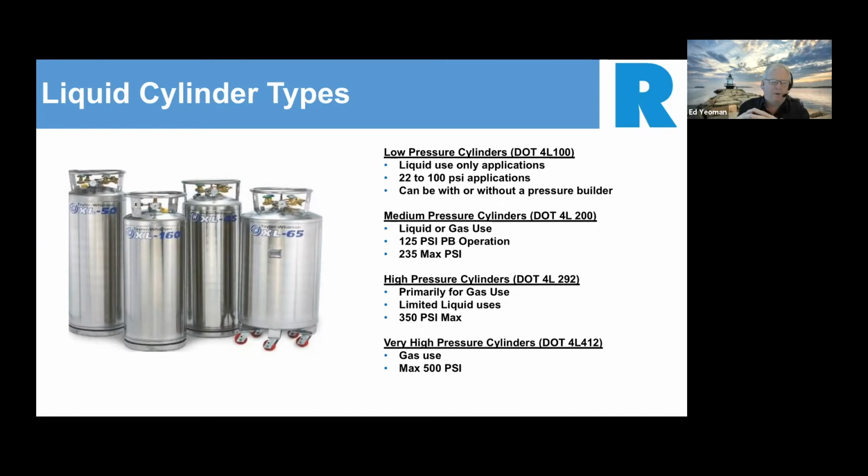Medical application for a liquid cylinder could be used to transfill liquids into what we call a liberator, or smaller portable oxygen units, or a lot of other low pressure type liquid applications. The DOT 4L200 is a medium pressure gas use cylinder primarily. 125 PSI on the pressure builder and a 235 maximum on the safety. 292 is the heavy duty gas use, what we call a high pressure cylinder. 350 PSI is the top safety pressure on that.